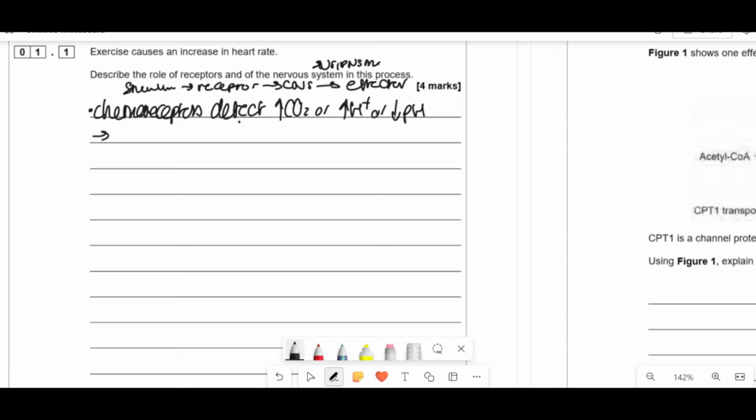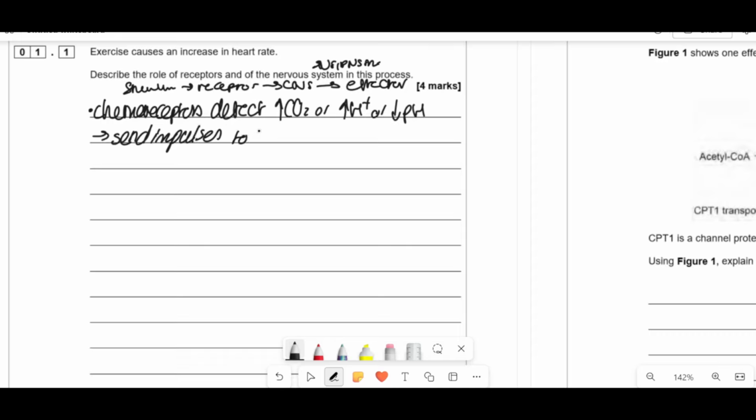So here, we need to eventually see how this can lead to a change in heart rate, and that's all to do with changing how the sinoatrial node is sending out impulses. So what happens is the chemoreceptors detect this fall in pH. They will then send impulses. You can't say signals or messages. That's terrible. Don't do that.